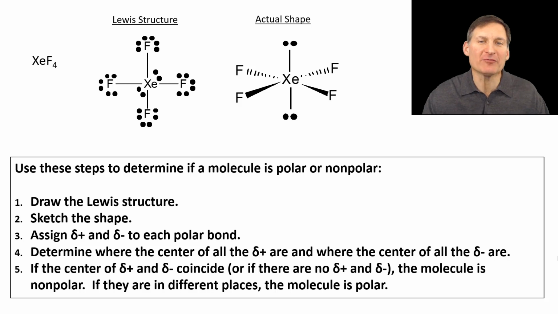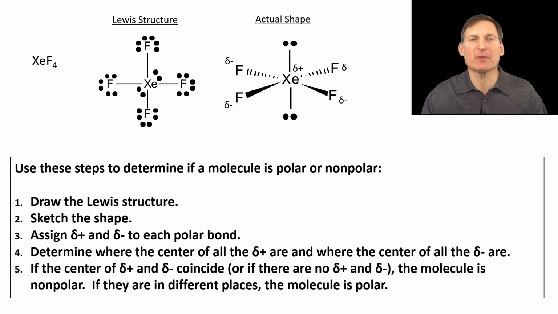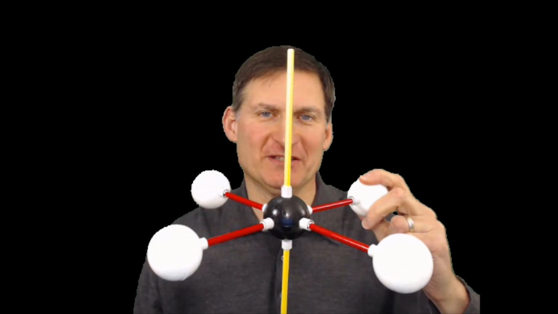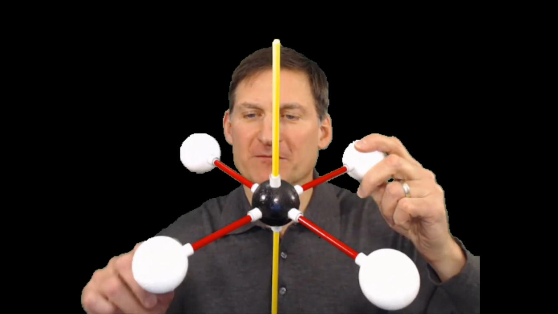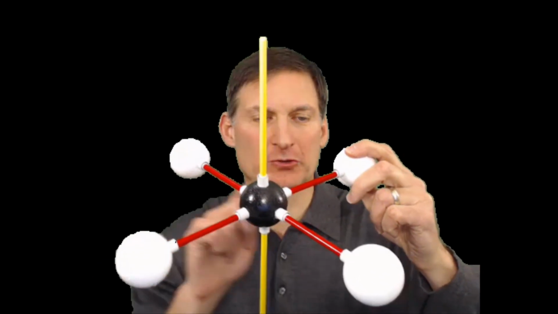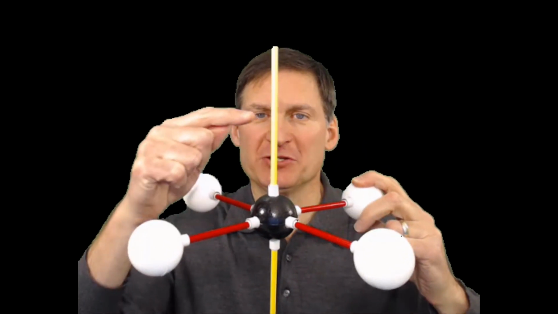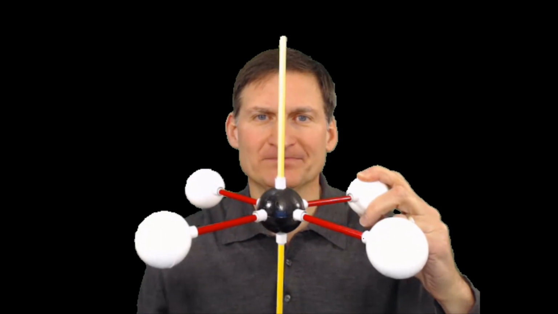We move on to step 3, and we place the appropriate partial charges, with fluorine, of course, always being partially negative, since that has the highest electronegativity. Now, to determine the center of positive and negative again, it's probably best that I show you a model. Here's a model of xenon tetrafluoride. We've got 4 fluorines, 1, 2, 3, 4. We've got the xenon in the center, and the unshared pairs here and here.